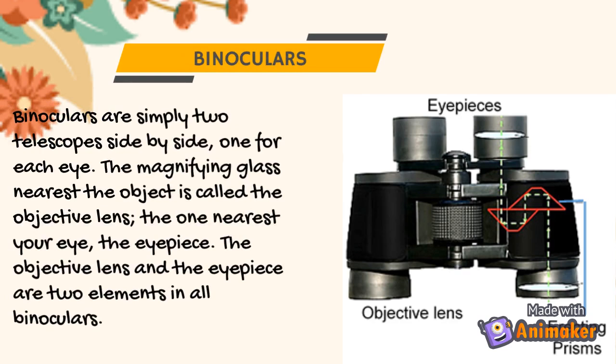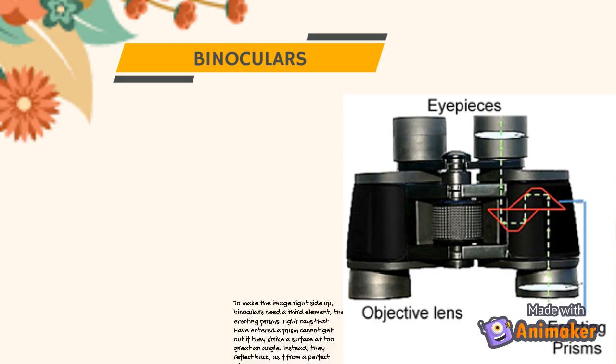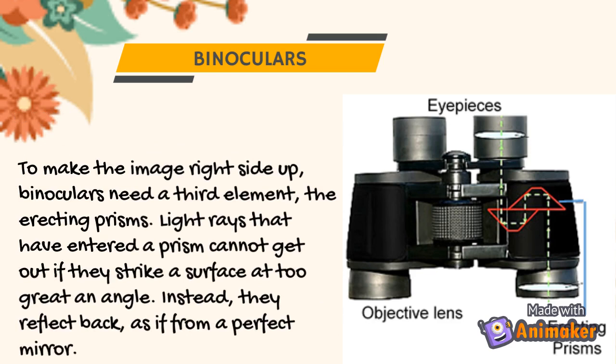Lastly, we have binoculars, which are simply two telescopes side by side, one for each eye. The magnifying glass nearest the object is called the objective lens. The one nearest your eye, the eyepiece. The objective lens and the eyepiece are two elements in all binoculars. To make the image right side up, binoculars need a third element, the erecting prisms. Light rays that have entered a prism cannot get out if they strike a surface at too great an angle. Instead, they reflect back as if from a perfect mirror.